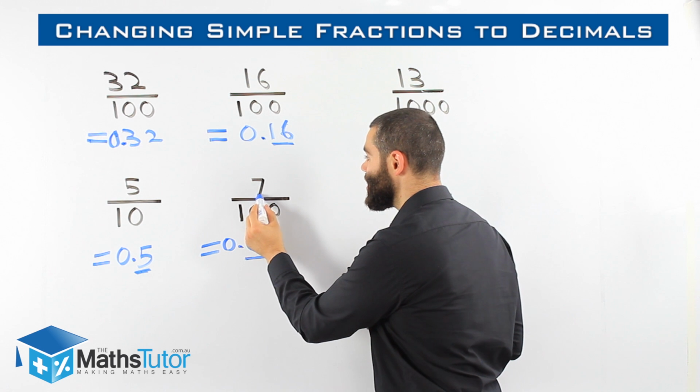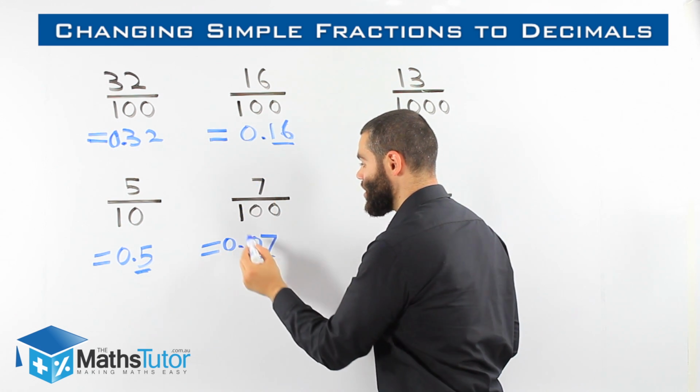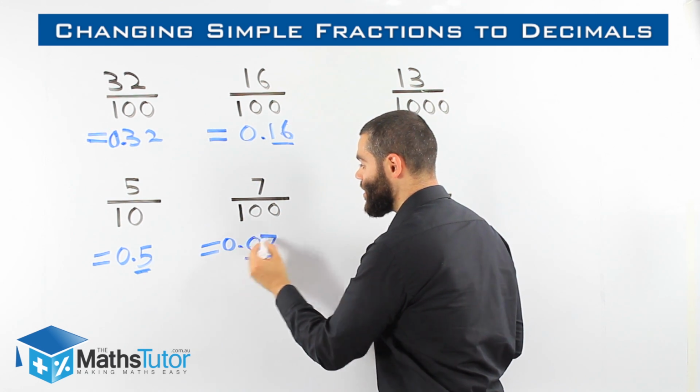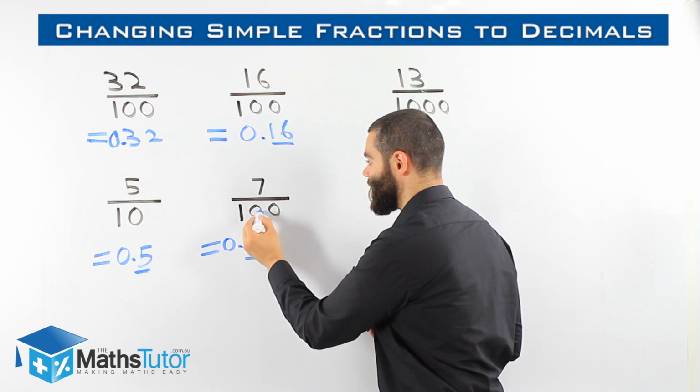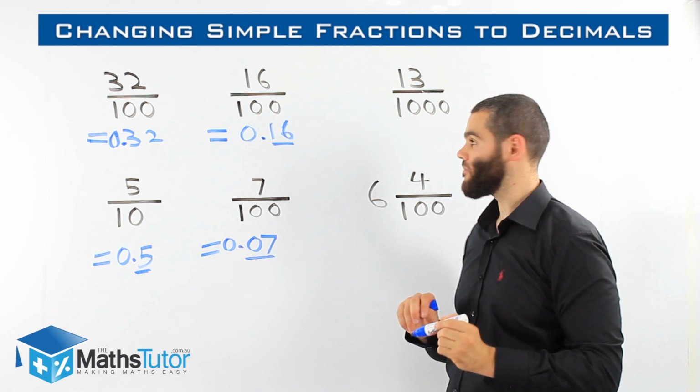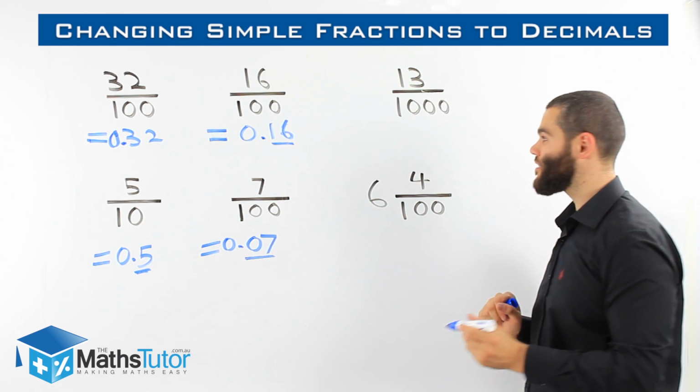Another way we can tell is that it's 7 out of 100. We have the 10th here, we have the 100th here. So 10th and then 100th, 7 out of 100, there it is. Very easy.